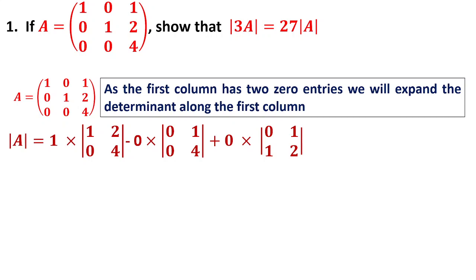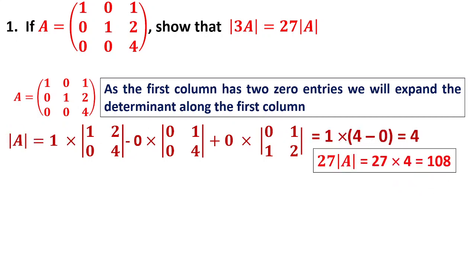It is 1, 2, 0, 4. Now the minus 0 is in the second row. Therefore, you have to remove the second row and the first column, where you will get 0, 1, 0, 4. Plus 0 is in the third row, first column. Therefore, remove the third row and the first column. It will become 0, 1, 1, 2. Therefore, the final answer you are getting is 4.